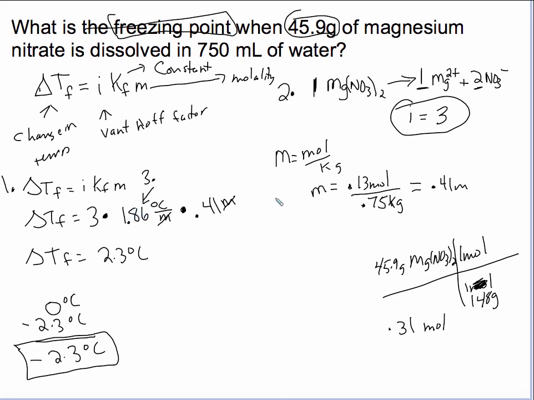The next thing is you have to get the molality. Remember, you take the moles divided by the kilograms. Then you plug that in and get the answer. The last thing you do is subtract the change in temperature from 0, because that's the temperature at which water freezes, to get the final temperature or the freezing point. Okay, that's it with that video.